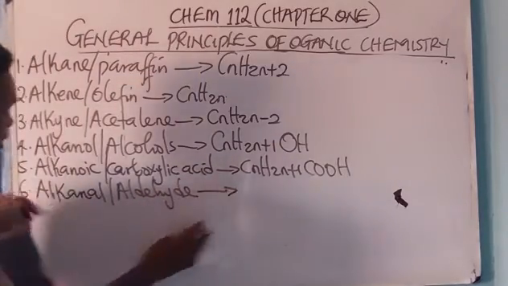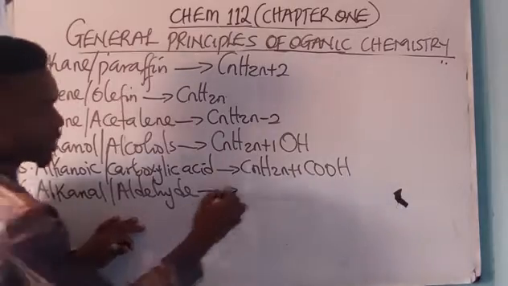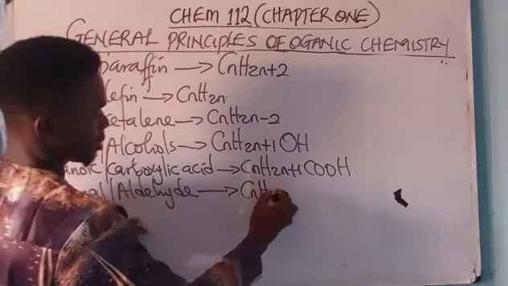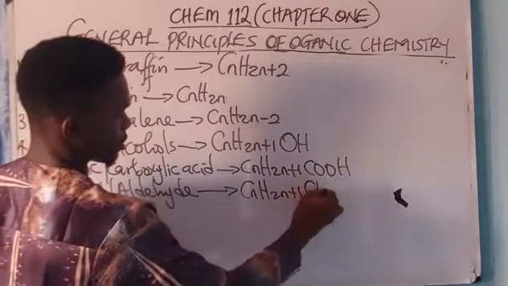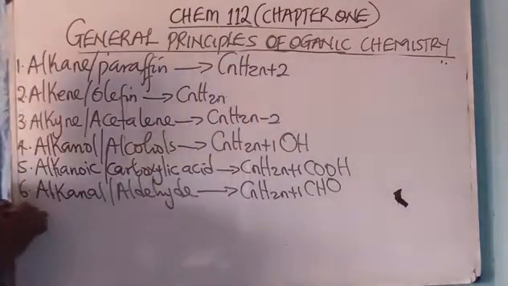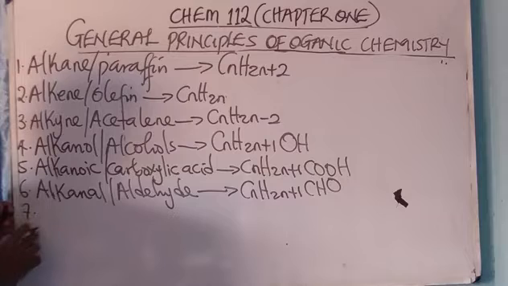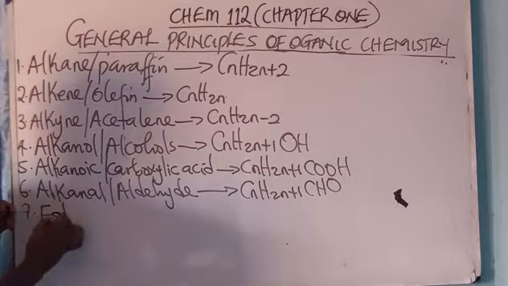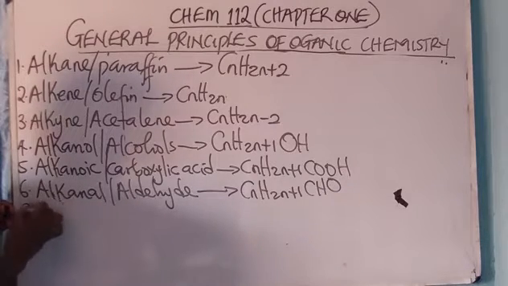Alkanal, or what? Aldehyde. Its chemical formula is CnH2n+1CHO. This is the functional group. Number 7, I have the one that starts with A. Okay, let me give you ester. Okay, let me use alkanoate. Good.